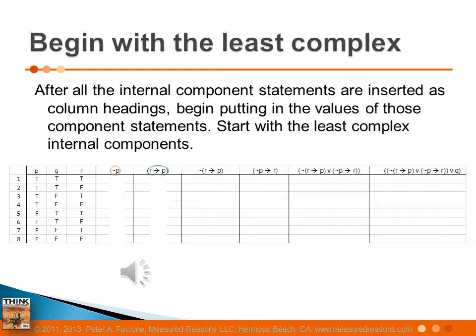We fill in the values under the various component statements by reference to the powers of the logical functions which create those internal component statements. For example, not P will be true whenever P is false, and not P will be false whenever P is true. So we look at the column under the letter P and then apply the negation to the value of P on each row of that column. Similarly, for the formula if R, then P, we know that the conditional will be false whenever the antecedent R is true and the consequent, in this case P, is false. And that does happen on certain rows of this particular truth table.